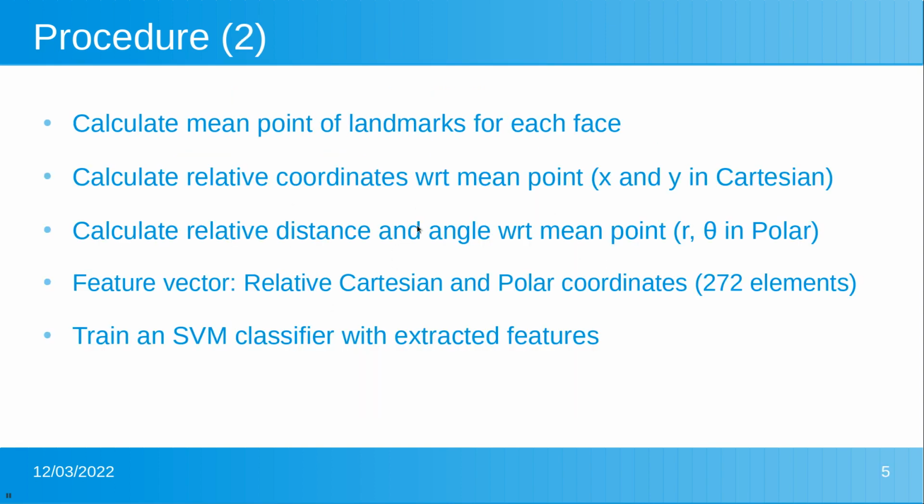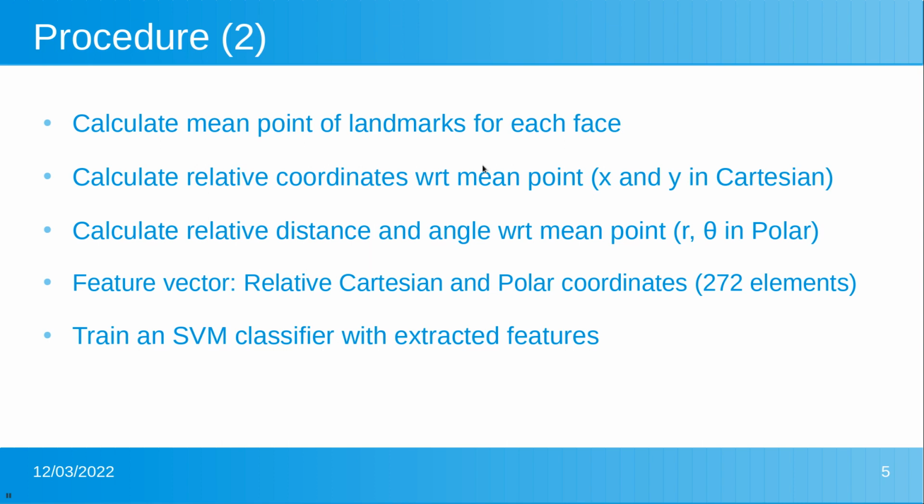In the next step, the mean point of these 68 landmarks will be calculated and considered as a reference point from now on. In the next step, the relative Cartesian coordinates with respect to the mean point are calculated for each facial landmark, and in the next step, the same is done for the polar coordinates. So the relative r, the relative distance, and the relative angle with respect to the mean point are calculated for each facial landmark.